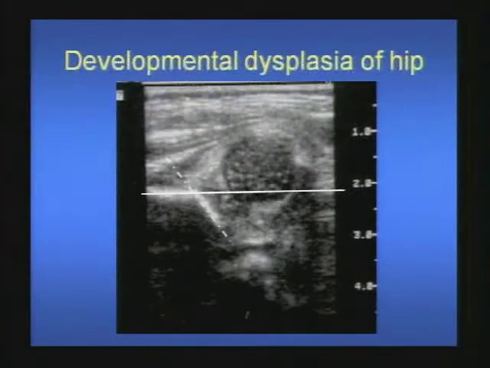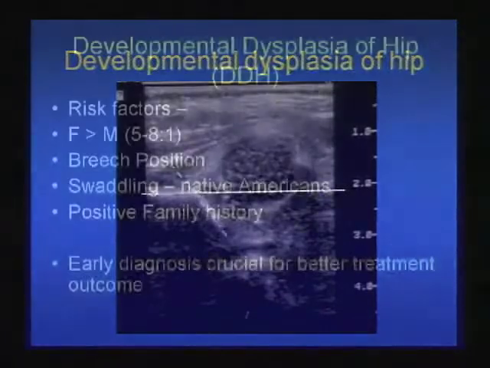I'll begin the individual discussion of each case with developmental dysplasia of the hip. As you can see in this case, this is a classical ultrasound picture of a dislocated hip, with the femoral head being completely displaced out of the acetabular cup, with inadequate coverage by a dysplastic and shallow acetabulum.